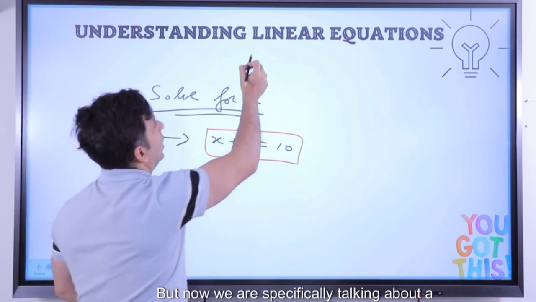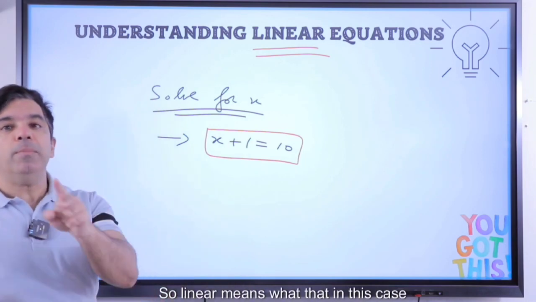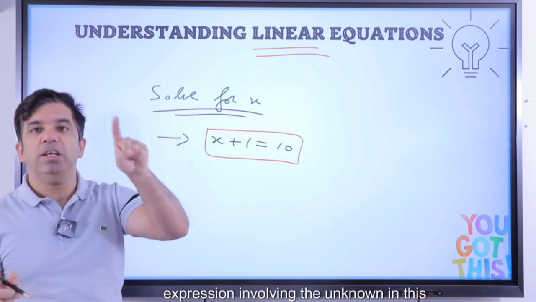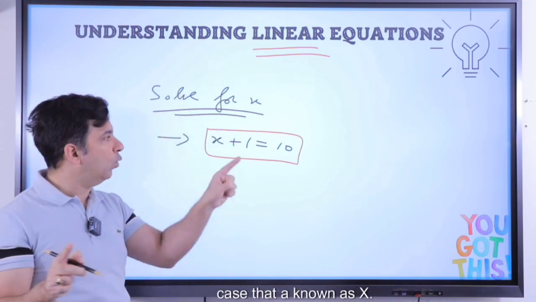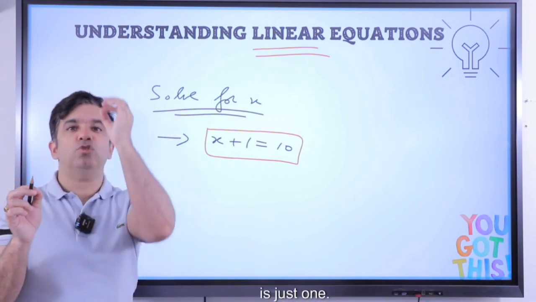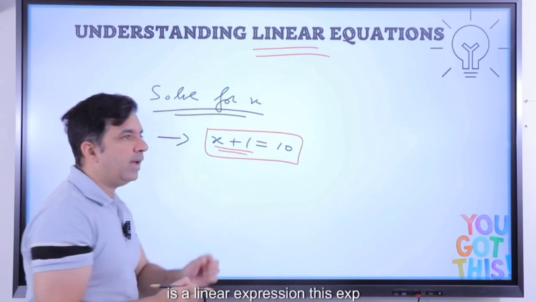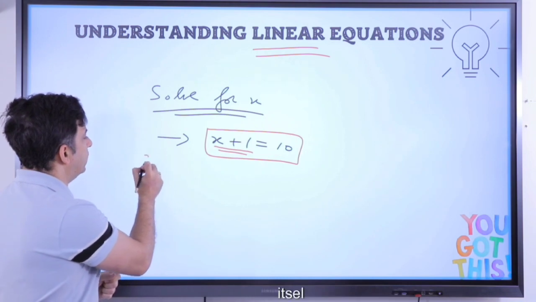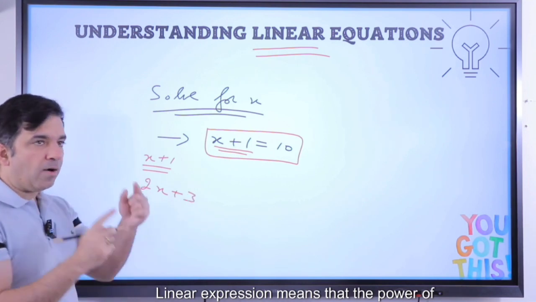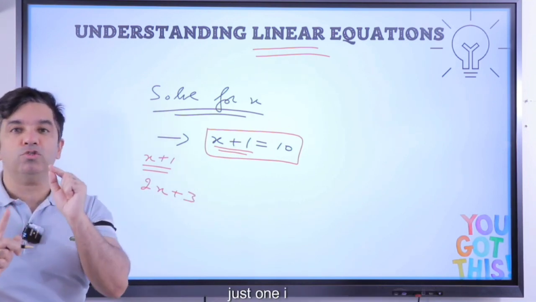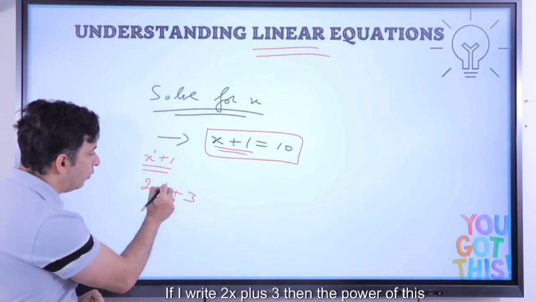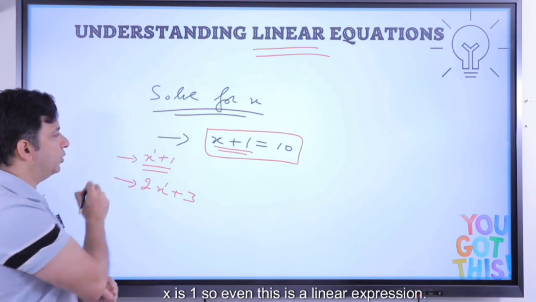But now we are specifically talking about a linear equation. So linear means what? In this case, the expression involving the unknown, in this case that unknown is x, the power of that unknown is just 1. Can you see that this expression over here is a linear expression? This x plus 1 is a linear expression. Linear expression means that the power of the unknown, the power of the variable, is just 1. In this case, the power of this term is 1. If I write 2x plus 3, then the power of this x is 1. So even this is a linear expression.